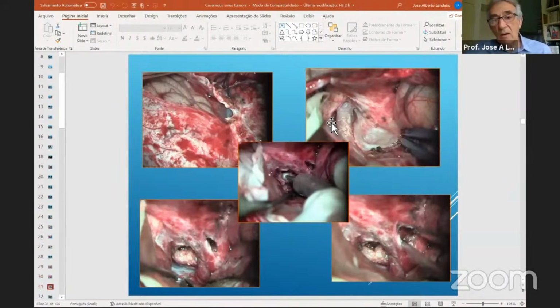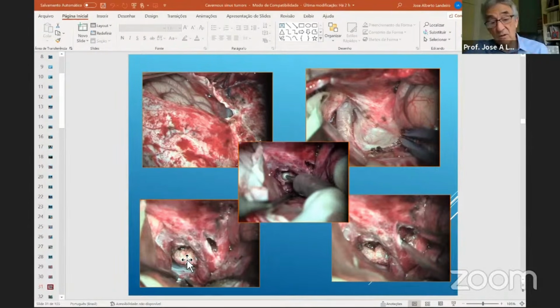I open the dura, and you can see the extradural space and the intradural space communicate between two spaces: optic nerve, carotid artery, and the tumor inside the cavernous sinus. I removed the anterior clinoid process before, and after that I could remove the tumor inside the cavernous sinus.